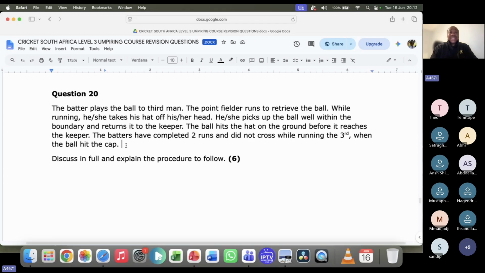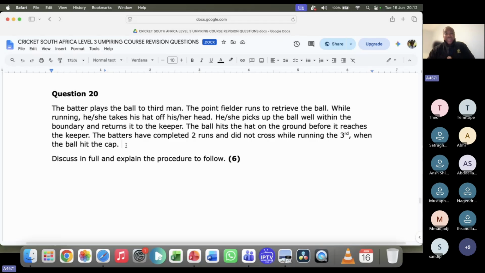The ball hits the hat on the ground before it reaches the keeper. The batters had completed 2 runs and did not cross while running the third when the ball hit the cap. Discuss in full the procedure to follow.